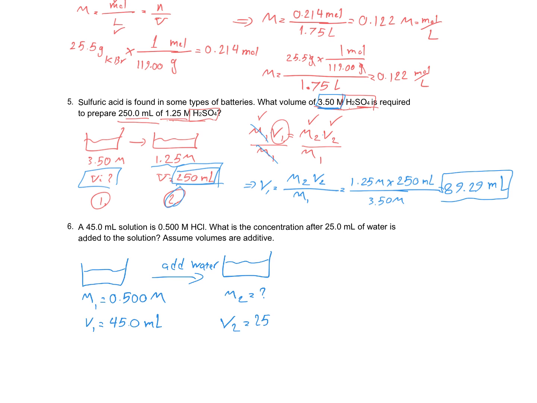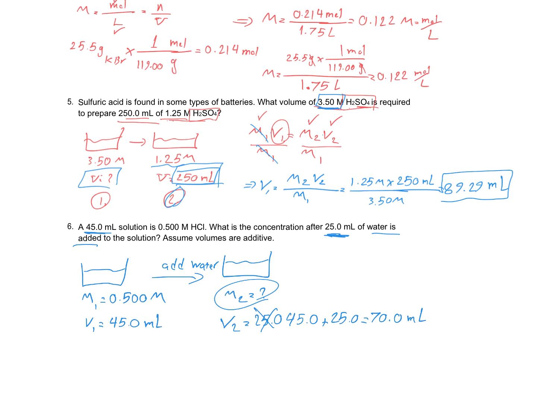Is it 25? No, it says we add water. We are adding water to the initial volume, so we had 45 and we are adding 25, so V2 is the sum of both of them. So 45 plus 25 is 70 milliliter. So that's our V2. Okay, so we have all of them.